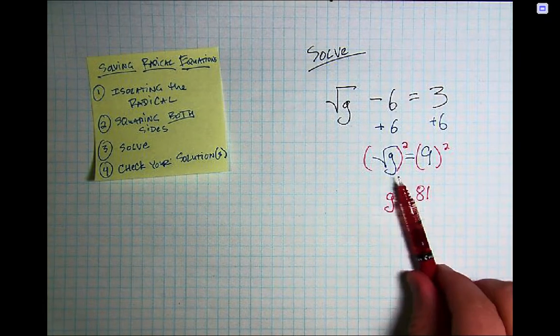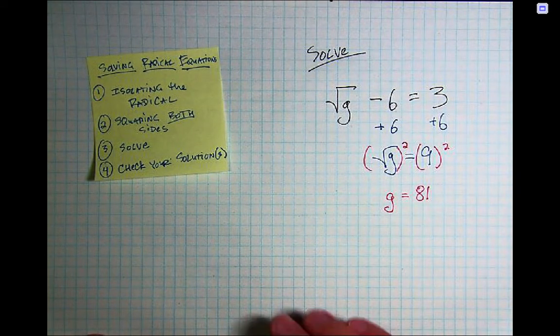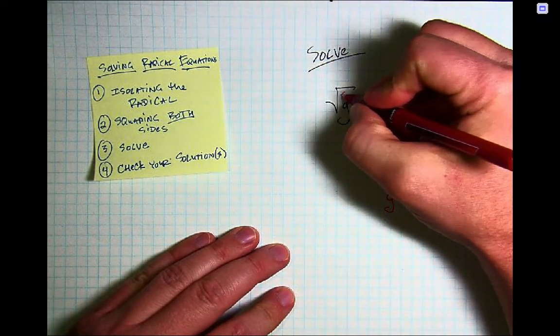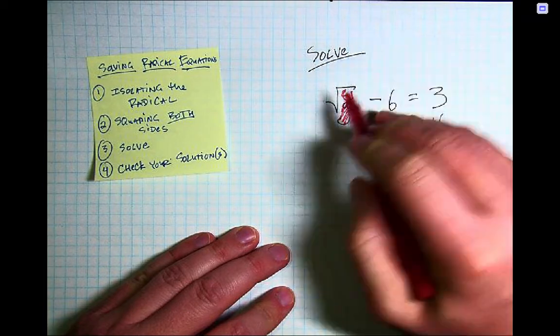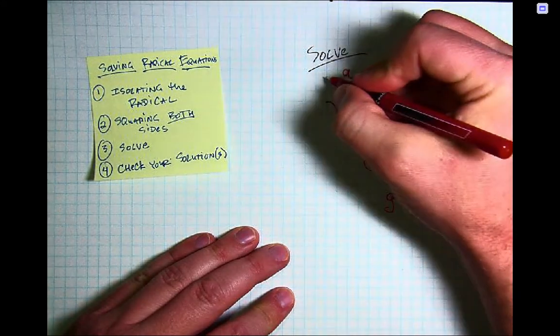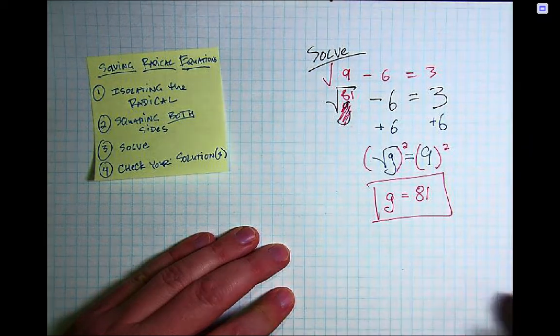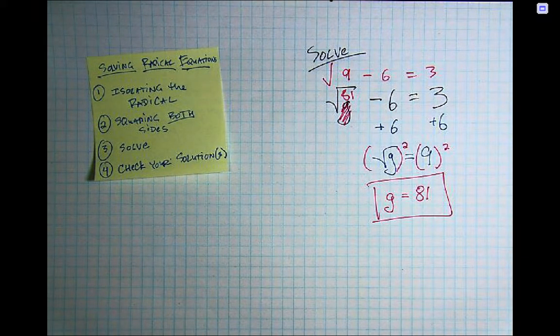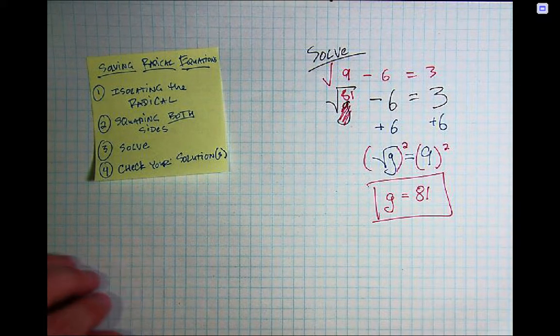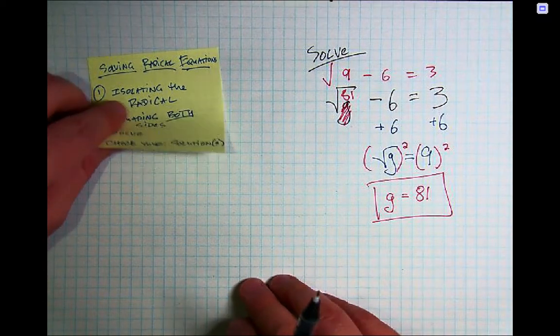All right, this example was fairly simple and easy. We didn't check it, but I could check it. If I put an 81 right here, what's the square root of 81? 9. What's 9 minus 6? 3. Check. Now I can put a box around that answer with confidence because I know for a fact that g equals 81.